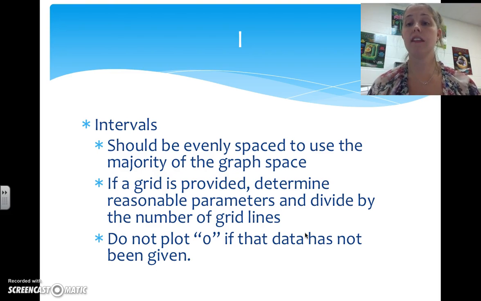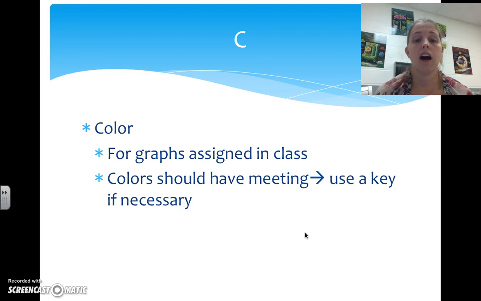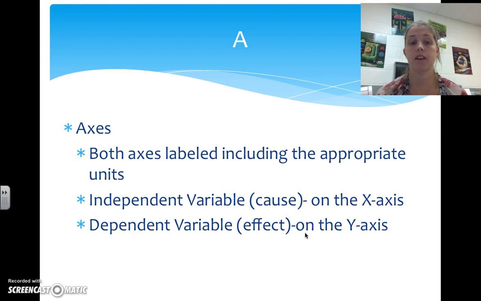If it's a grid that I've already given you, make sure the grid lines make sense, meaning you're using a decent amount of it. And don't plot 0. If it doesn't have it on there, don't plot it. Color. Guys, if we do graphs in class, use color, especially if you have more than one category. And if you have more than one category, then you need a key. Making sure that you have all of those things in a graph is so important.